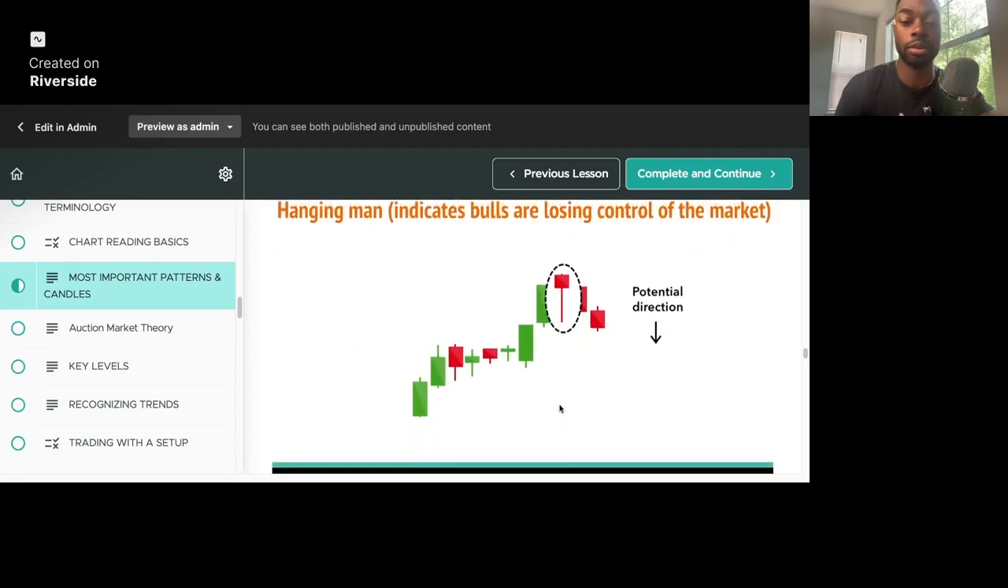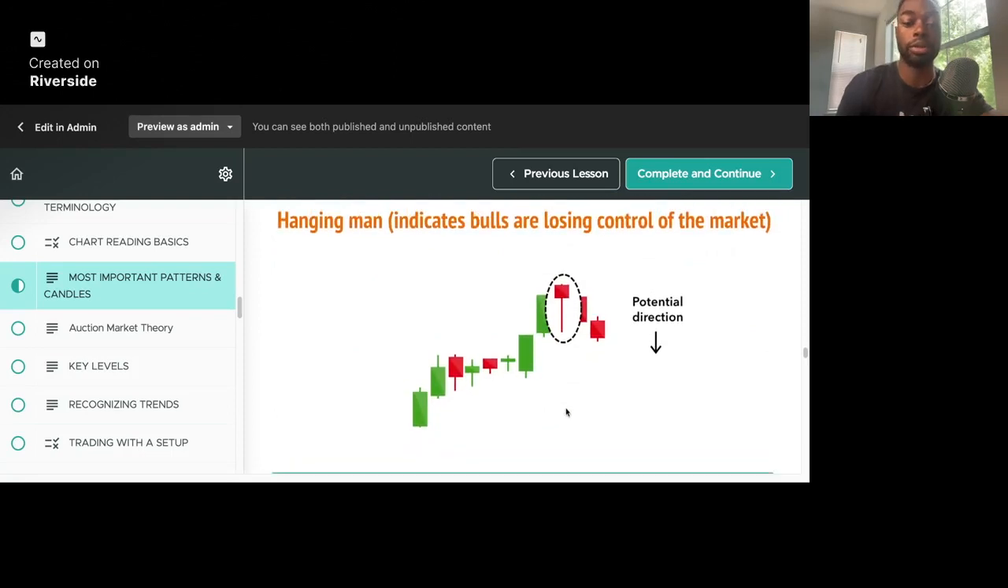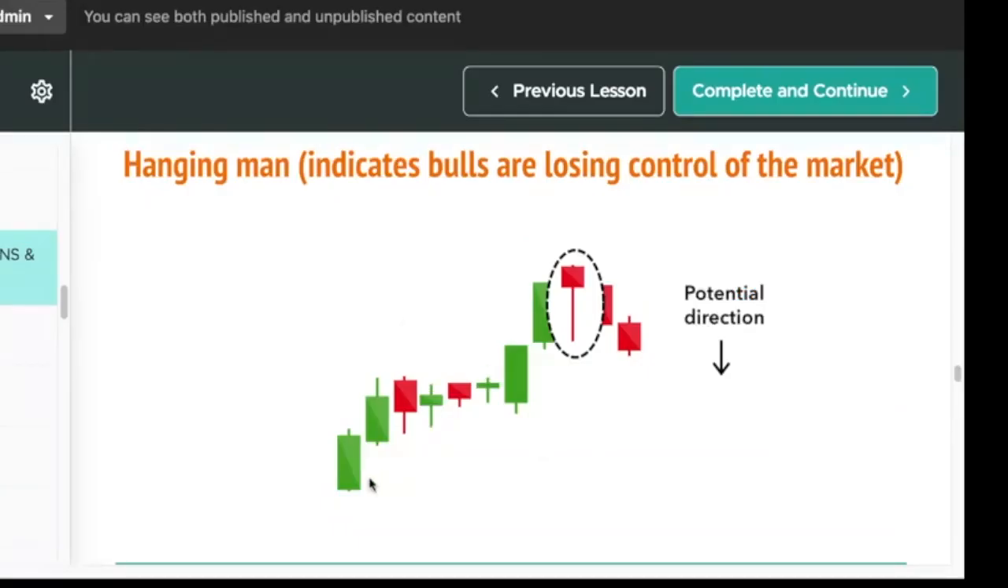Now we're getting into some of the bearish signals. The first one being the hanging man doji. After an uptrend, you'll see something like this, which looks like an inverse hammer, but it's actually a hammer doji. And basically it's showing you that we're losing buyers. So it indicates that bulls are losing control of the market. And therefore your potential direction is to the downside.